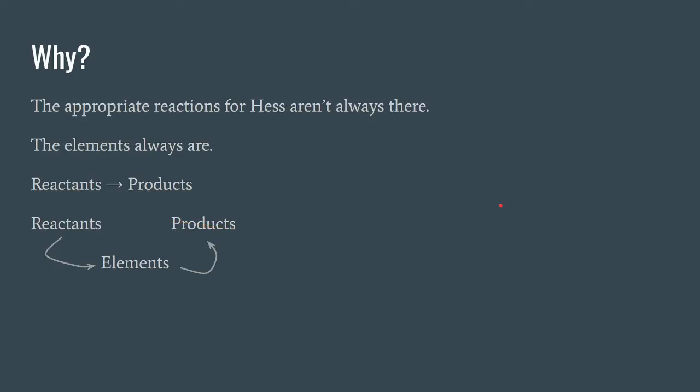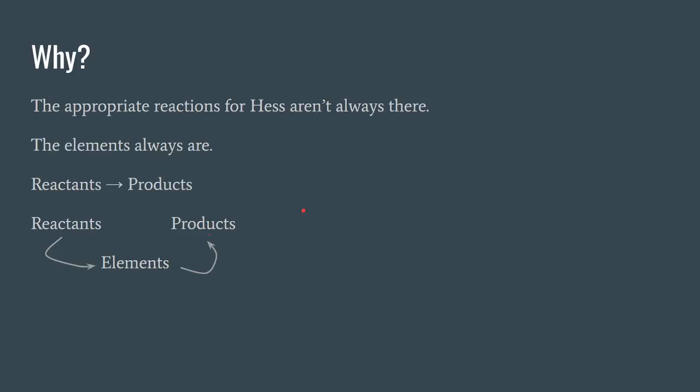Why do we do this? Because the appropriate reactions for a Hess's law problem aren't always present. You can't always find the random collection of reactions that you need to get from A to Z. But the elements are always there. So you are trying to find the enthalpy of reaction for something going from reactants to products. Well, you just break it down into your elements, and then you put those elements back together into their products.